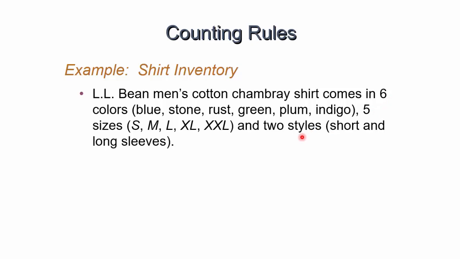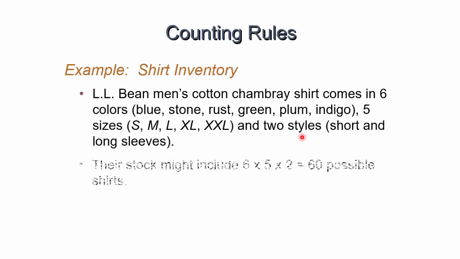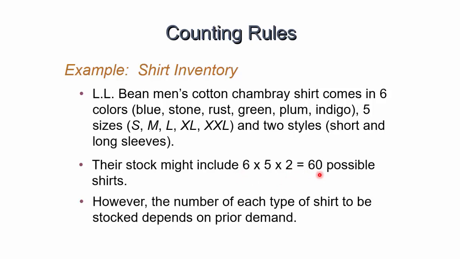Now, what would be the minimum number of shirts of different types that the organization could probably have? It would be 6 times 5 times 2, 60 possible shirts. But the number of each type of shirt to be stocked depends on the demand as well. But if the shop needs to stock one shirt of a kind, then it would be stocking 60 different shirts. That's the understanding of this particular counting rule.